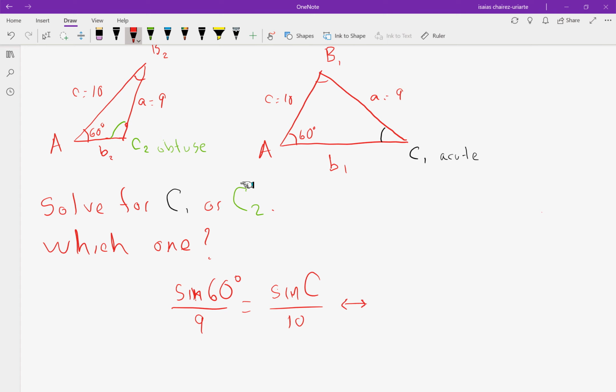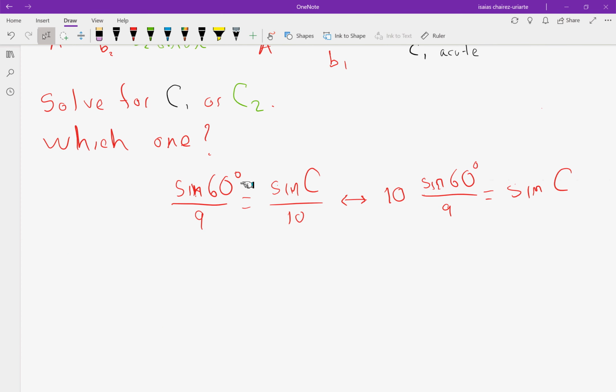In order to find the angle C, I'm going to first multiply both sides by 10. So I have that 10 times sine of 60 over 9 is equal to sine of C. Now, how do I get a hold of just C? Well, I'm going to have to take sine inverse, arc sine. So sine inverse of this big expression, 10 sine 60 over 9. That's what C is going to be equal to.